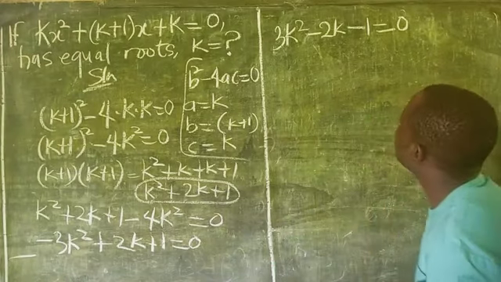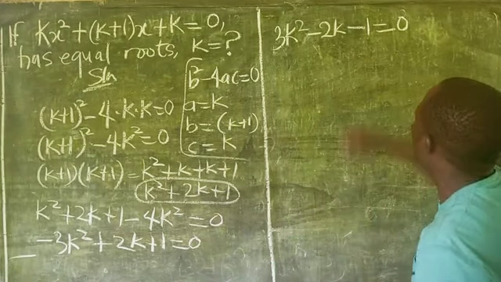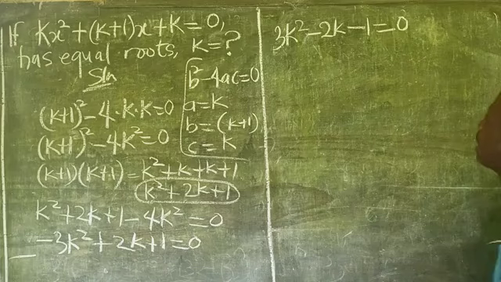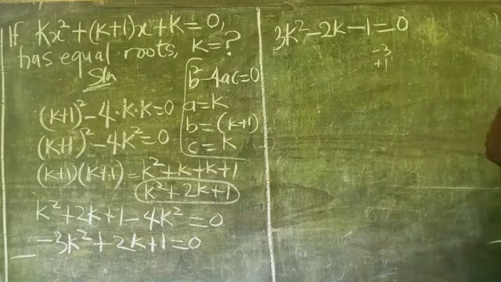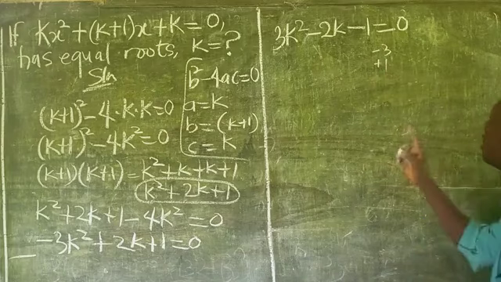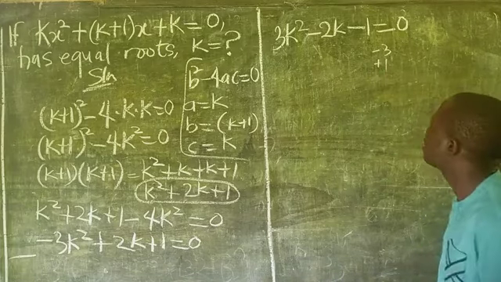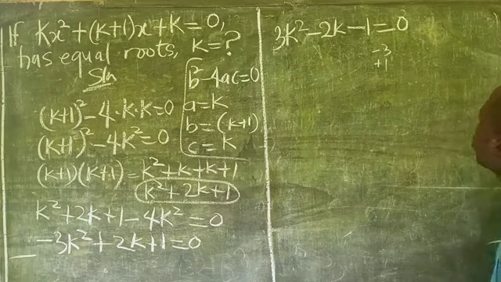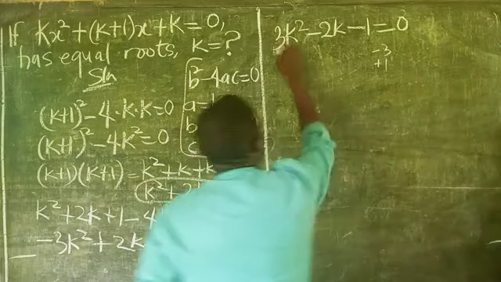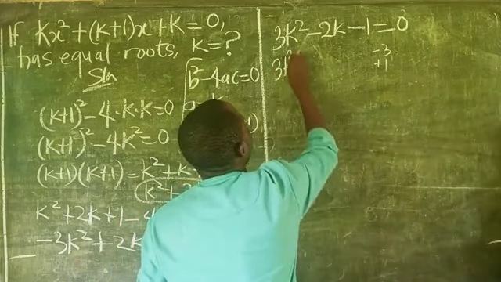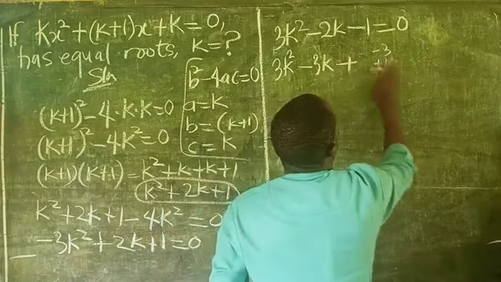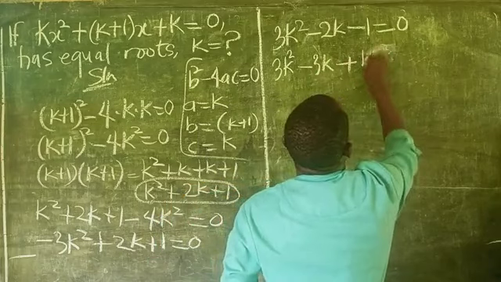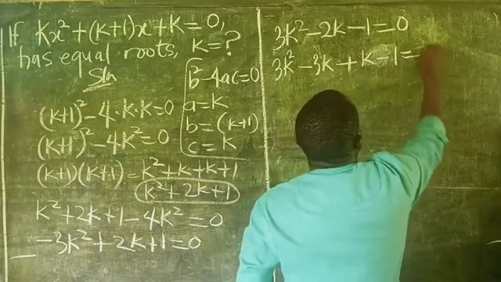So here we're going to say 3 times minus 1 is minus 3. And if we take minus 3 and plus 1 as our factors, it will do us good because minus 3 times plus 1 is minus 3, and minus 3 plus 1 is minus 2. That's fine. So it becomes 3k squared minus 3k plus k minus 1 equal to 0.